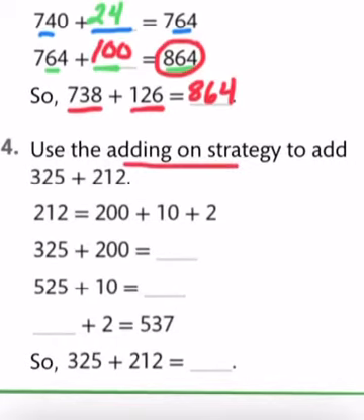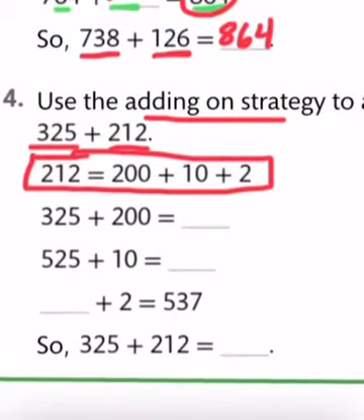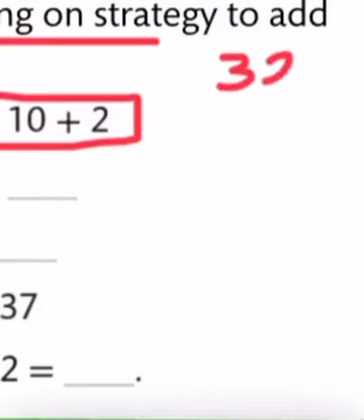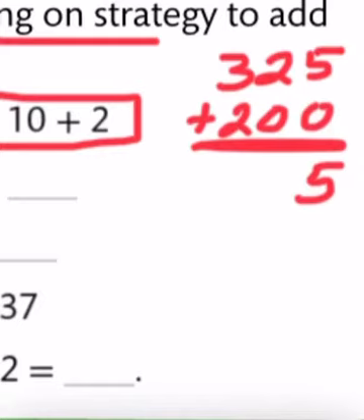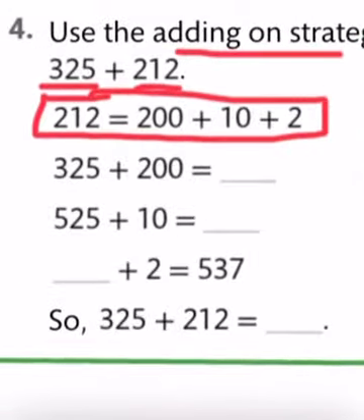Use the adding on strategy to add 325 plus 212. And again, they've already broken up 212 into 200 plus 10 plus 2. So 325 plus 200, we might have to even line that up if we're unsure of what that equals. 325 plus 200. Add up my ones column. 5 plus 0 is 5. Add up my tens column. 2 tens plus nothing, 2 tens. And finally my hundreds column. 300 plus 200, 500. So 525 is our answer here.